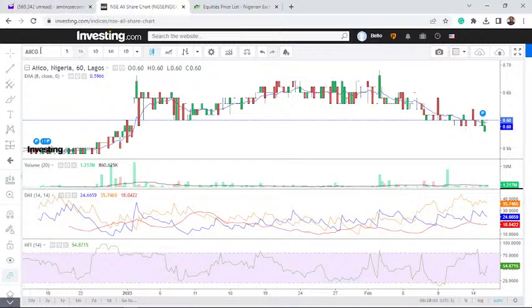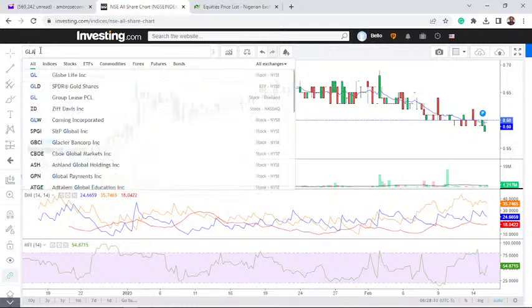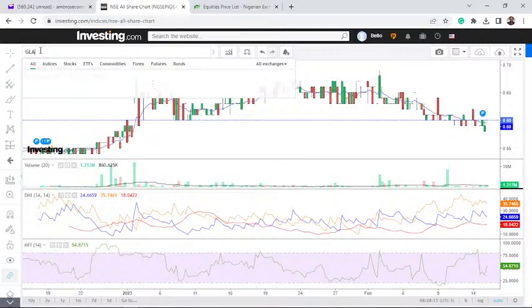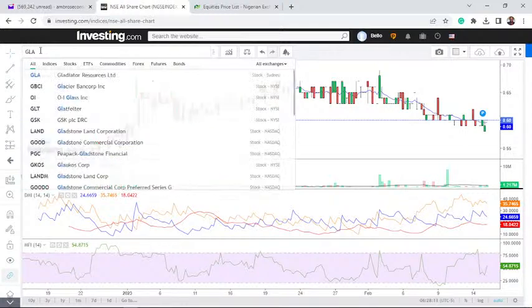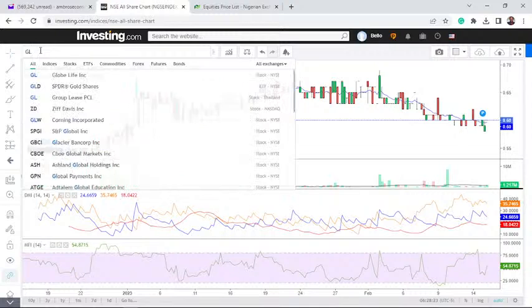Let's take a quick look at the GSK here. Yes, let's look at this GSK.